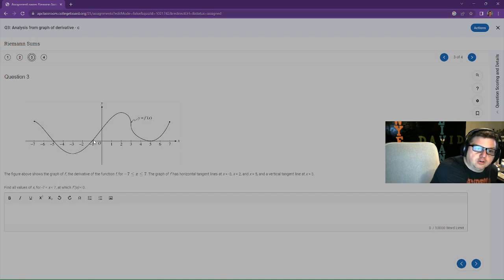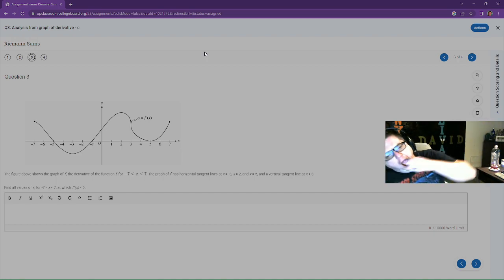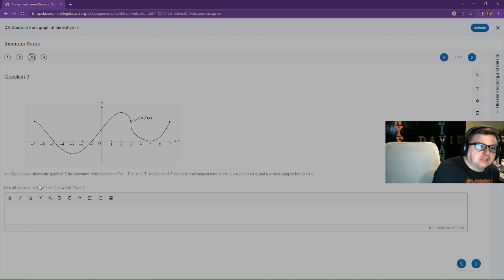And then we go to increasing till we get to probably 2. And then it starts decreasing. And then this is a vertical slope. And then it continues to decrease and then levels out and then goes back to increasing. If that was the original function, that's how I would read it.